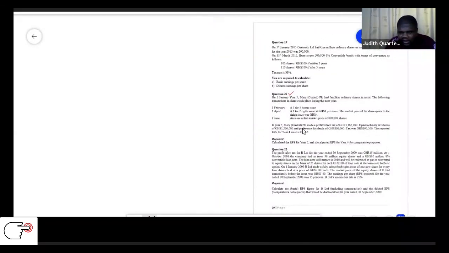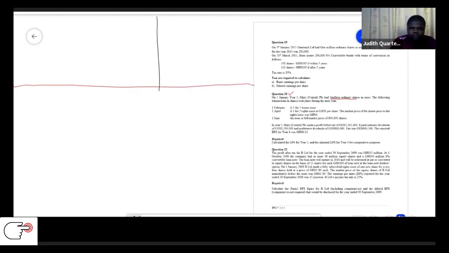Let's start. We start with 5 million ordinary shares, right? Okay. There's a bonus and then there's a rights issue. Let's deal with the two issues quickly. Then we can do our calculations here. Okay, so bonus. We need a bonus fraction. What is the bonus fraction?